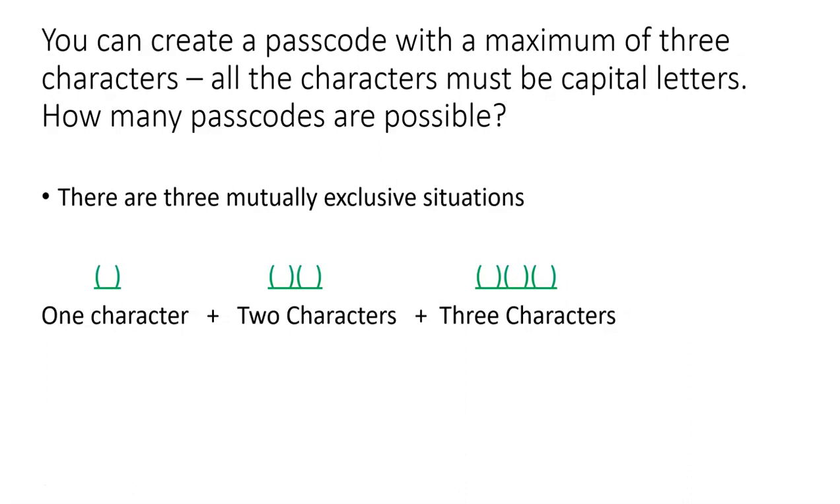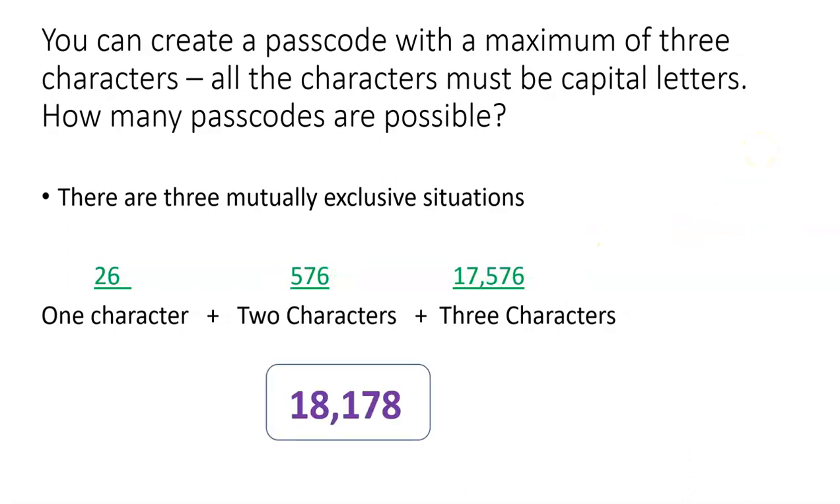Okay, for the 1 character passcode, there's just 1 spot to fill in. For the 2 characters, there are 2 spots, and for the 3 characters, there are 3 spots. They have to be capital letters, and there are 26 letters in the alphabet. So we'll put 26 in all those spots, and then we can just do the math. And there's 18,278 ways because we have to add the 1 character possibilities to the 2 character possibilities and add those to the 3 character possibilities.